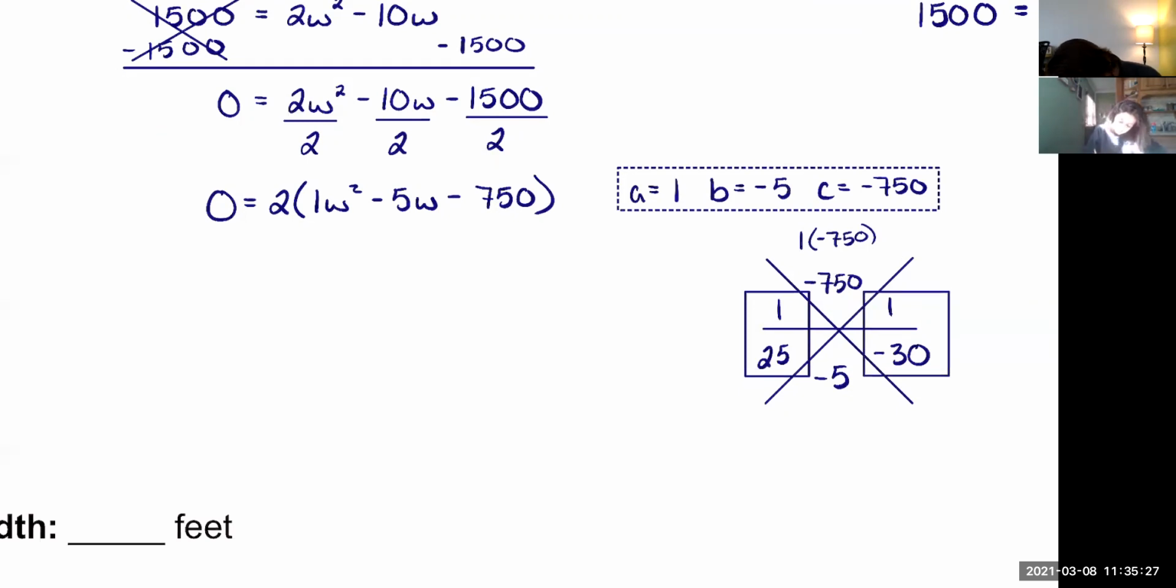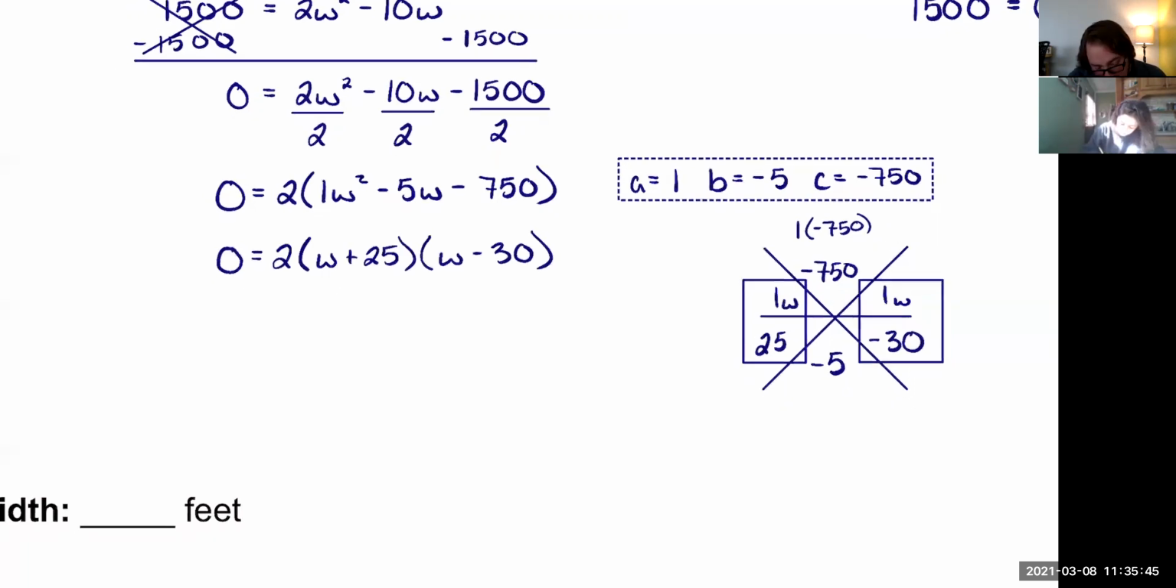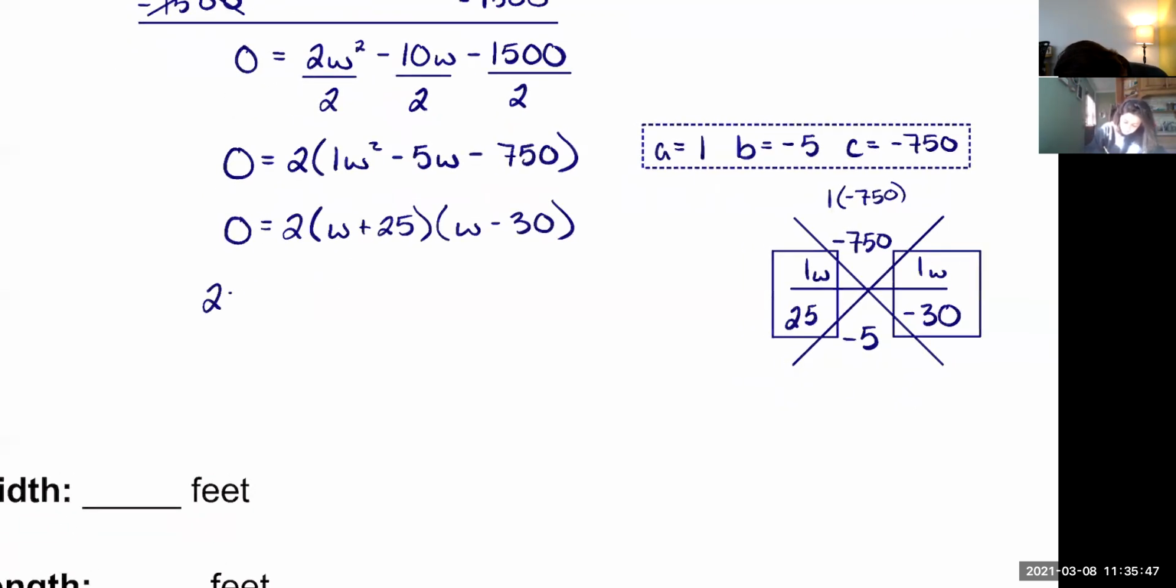So when I bring back the variable, this time a W, I'm going to get the 2 binomials. Don't lose the 2 yet. But 1W plus 25 and 1W minus 30. Now, thanks to the zero product property, either 2 has to equal 0, which we know cannot happen, or W plus 25 has to equal 0, or W minus 30 has to equal 0.